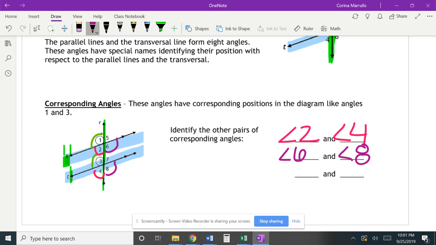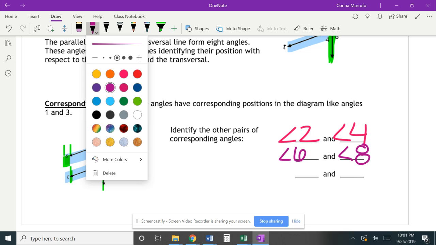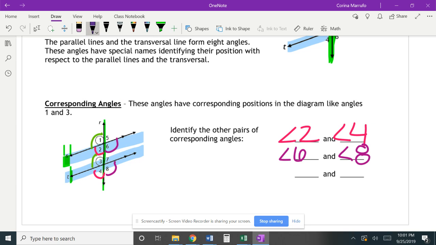All right, on the next one. Let's see what color. 5 corresponds to 7. So they both have the same position. They're to the left of the transversal, and they are both on top of the parallel line. So angle 5 and angle 7 are corresponding angles.